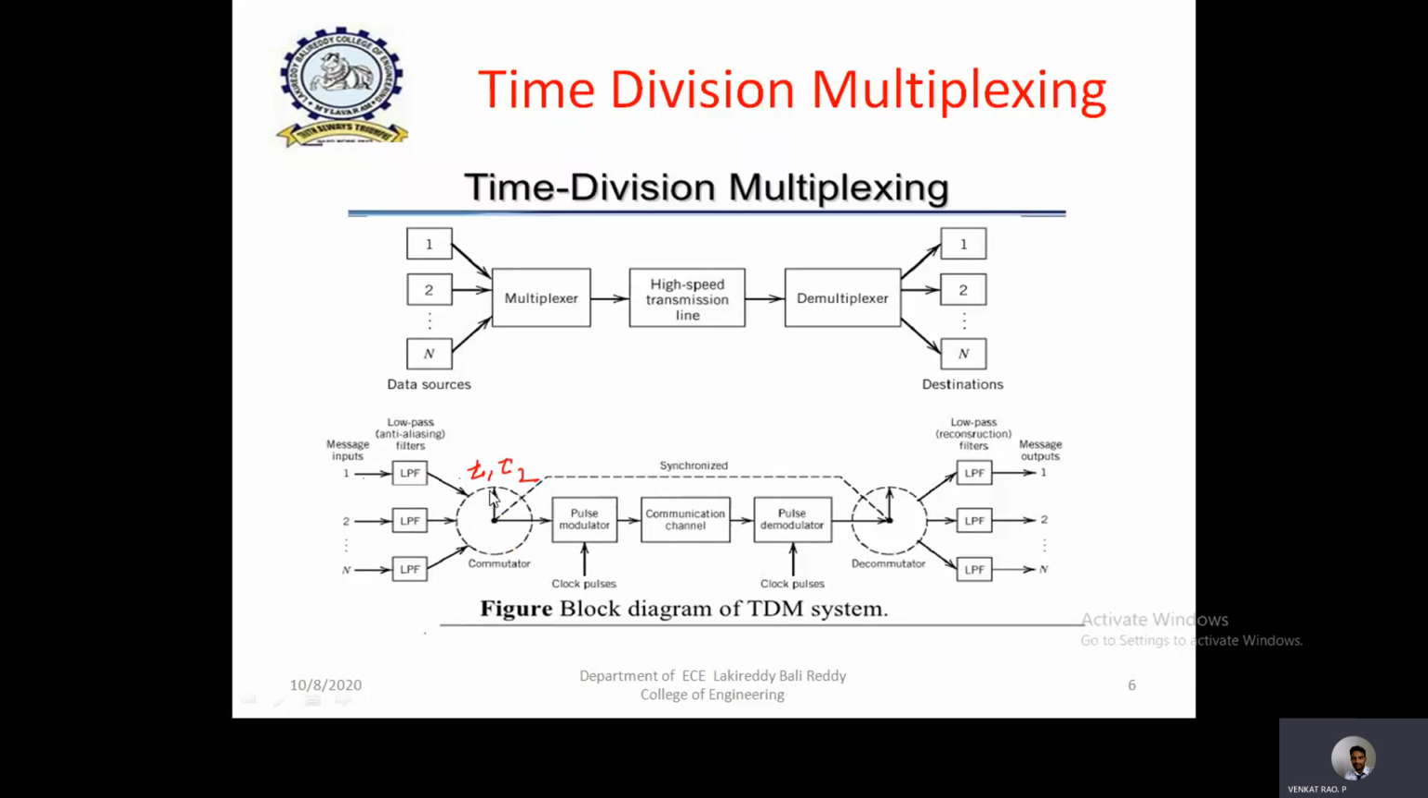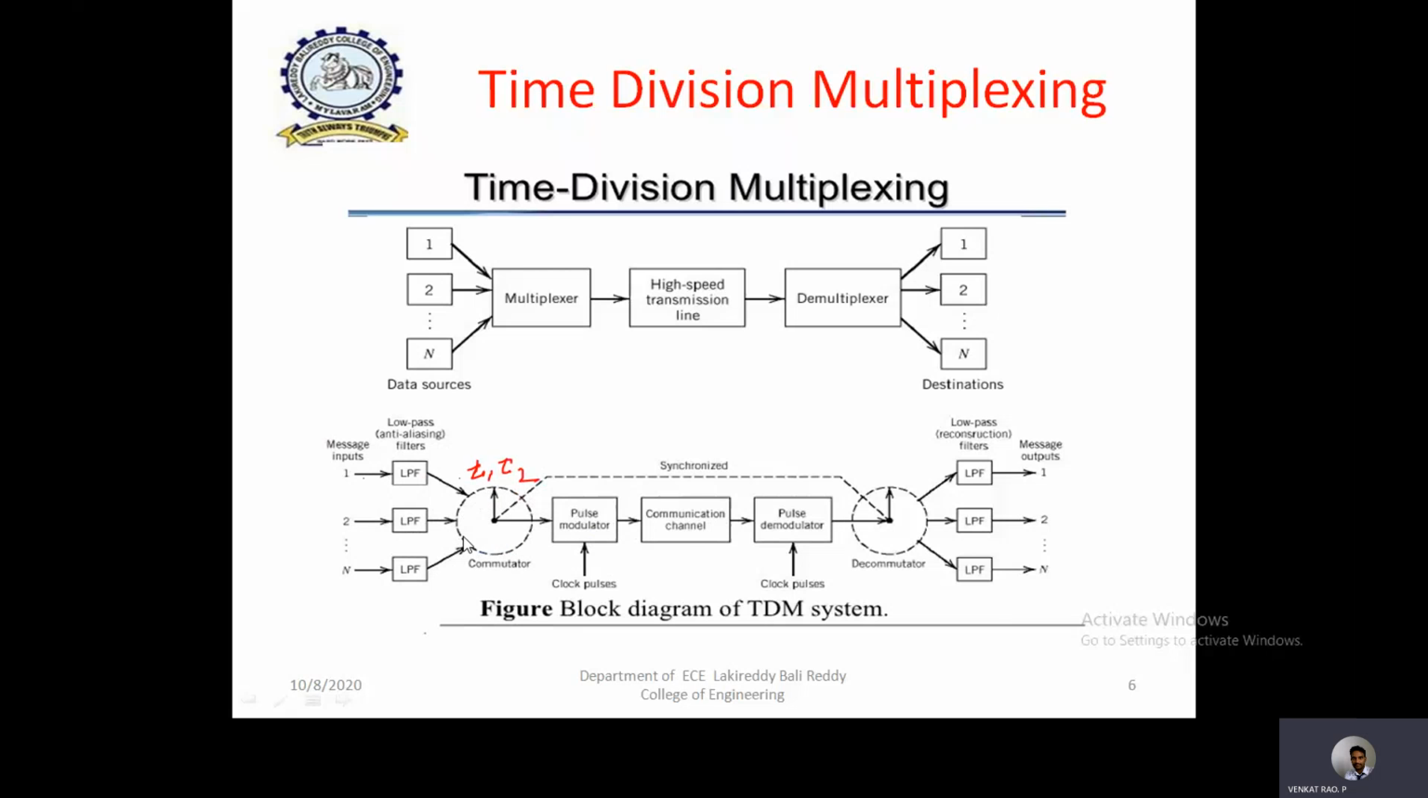Next, again after some time, the switch changes to T3. Then the third sample, the sample of the third signal, is transmitted. Then if the switch is connected to T4, the fourth signal sample is transmitted. At T5, the fifth signal sample is transmitted. Like that, this cycle keeps rotating.